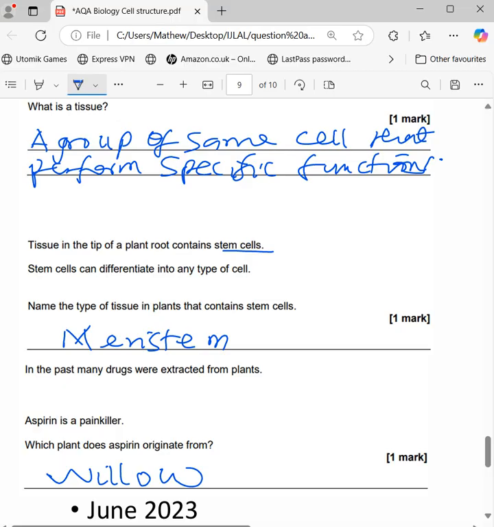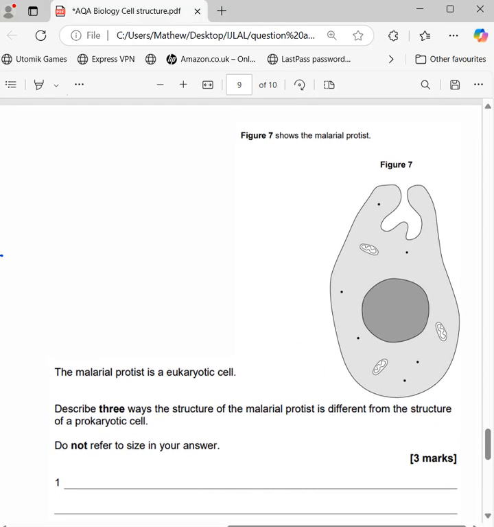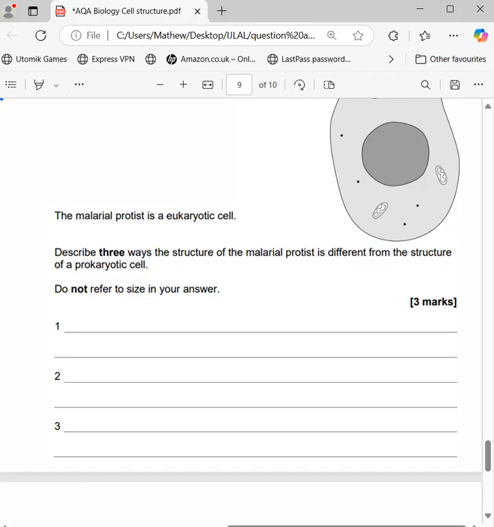Let's see. Okay, good. Figure 7 shows the malaria protist. Now, the malaria protist is a eukaryotic cell. Describe 3 ways the structure of the malaria protist is different from the structure of a prokaryotic cell. So what's the difference between eukaryotic cells and bacterial cells? That's what this question is all about. I think we've done something similar earlier. I included this just for you to see a different format in which they can ask you a question. The same thing repeated in a different way, 3 marks.